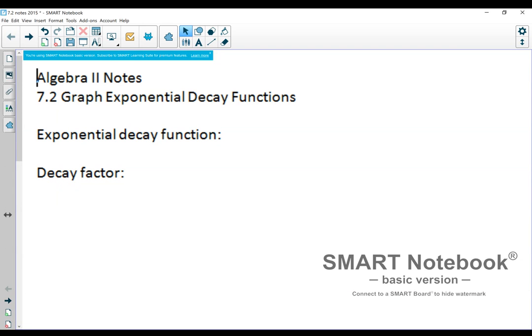Algebra 2 notes 7-2: graph exponential decay functions. When we look at exponential decay functions, our exponential functions are still in that same form: y equals a times b raised to the x power. So remember, our x is our exponent.